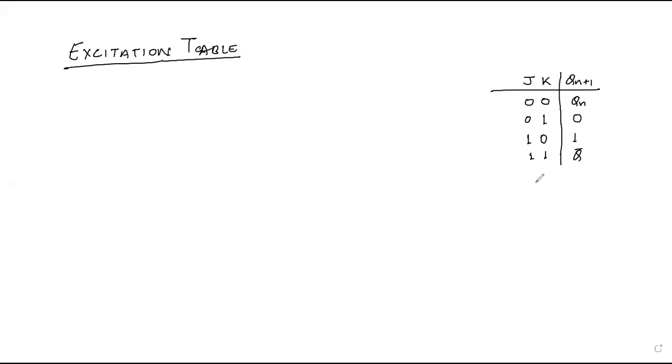So here what we have done, we have given the inputs, and based upon that we are getting the output. But now there is a case when we want the particular output. Like, if we have the present state and we also have the next state.